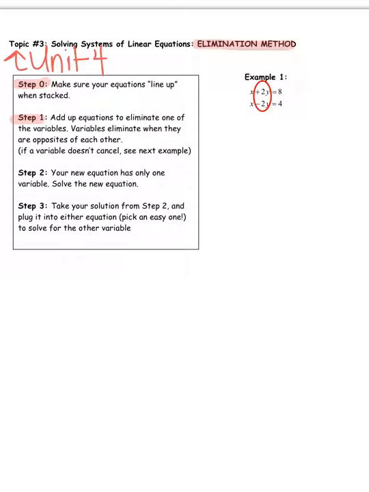The first step says to add up the equations to eliminate one of the variables. So the way that this first example works is I'm just going to show you. I'm going to put a line underneath here and add up these equations. If I add up the x's, I get x plus x is 2x. If I add up the y's, I get 2y minus 2y. That actually adds up to 0, so I can cross those out. I bring down my equal sign, and then I add up the 8 and the 4, and I get 12.